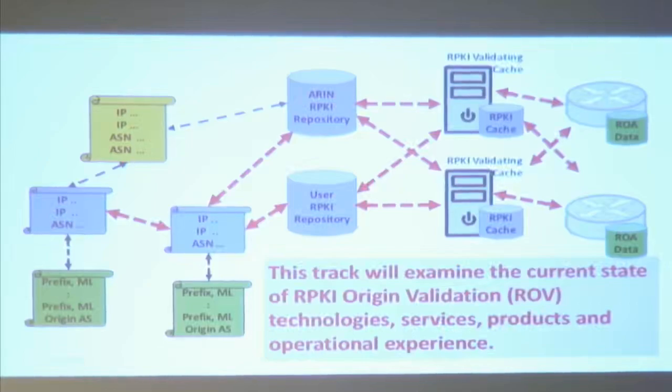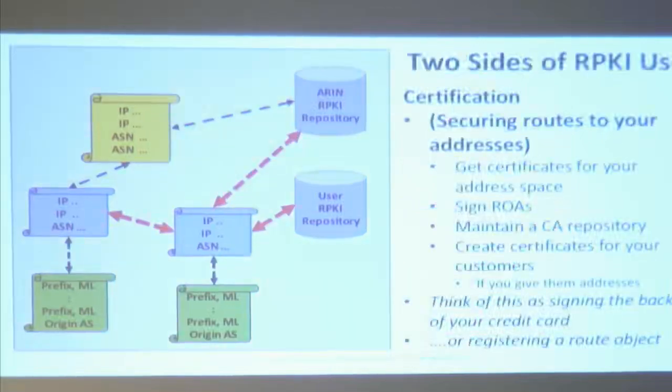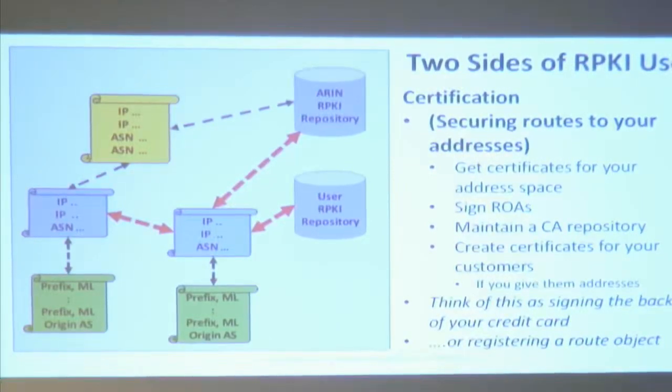There are a lot of parts to this. We're going to be explaining the various parts that go along with the origin protections. So there's two sides of this. This is a classic producer-consumer model. The first half is certification. You want to certify that you have the right to use an address block. You get the certificates, you sign the ROAs.